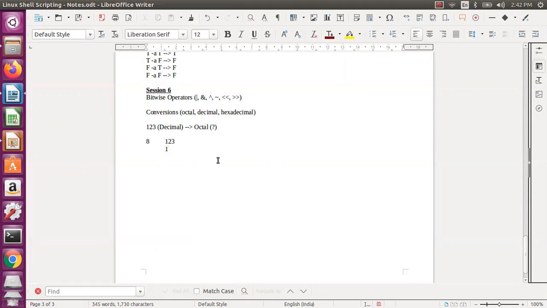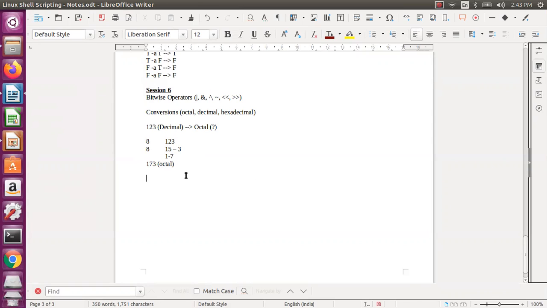8 1s are 8, 8 5s are 40, and then the remainder is 3. So 8 1s are 8, 8 15s are 120, remainder 3. Now again we divide by 8: I am writing the quotient here, then the remainder. 8 1s are 8, remainder 7, and you need to read from down to up. So that's 173, this is octal. So 123 decimal, you can now represent the same thing with 173 in octal.